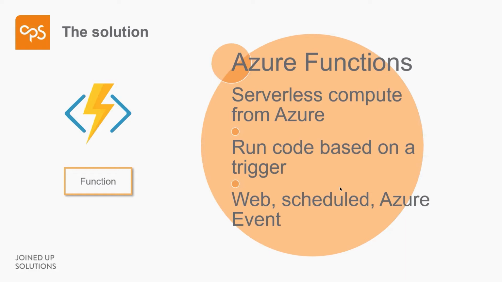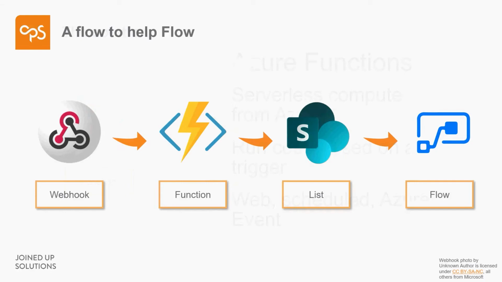So we've got a function accepting the webhook. I did mention at the beginning that we still want to use Flow, so I haven't forgotten that, because what we have is the function will take that something has changed, and it will log it into a central list.